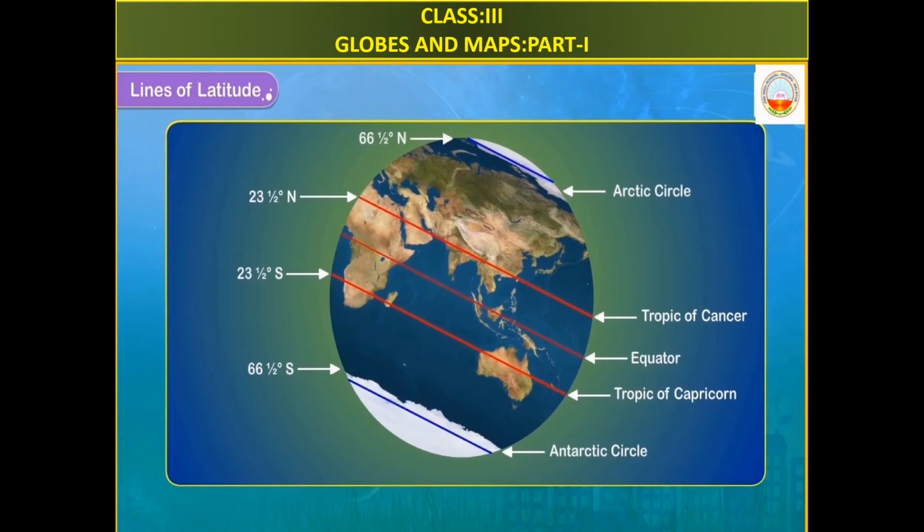The equator is marked as 0 degree latitude. The North Pole is marked as 90 degrees north latitude, which lies in the Arctic Ocean. The South Pole is marked as 90 degrees south latitude, which lies in the Antarctic region. The equator, the Tropic of Cancer and the Tropic of Capricorn are important lines of latitude on the globe.